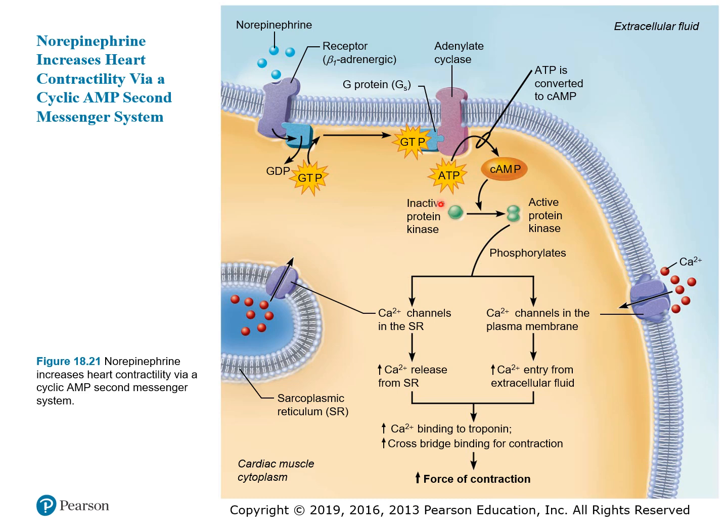It turns inactive protein kinase into active protein kinase, which phosphorylates the calcium channels in the membrane and in the sarcoplasmic reticulum. As a result, calcium comes into the cell from outside, and also it is released from the sarcoplasmic reticulum. And this increased calcium leads to increased calcium binding to the troponin, which causes increased cross bridge binding, and there is increased force of contraction.